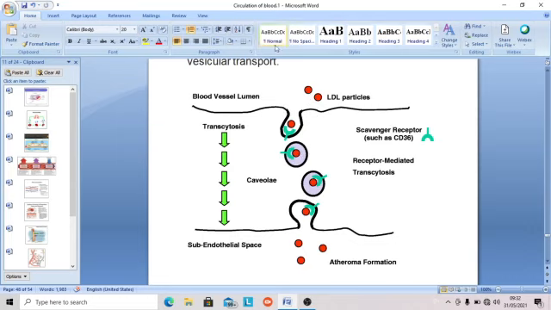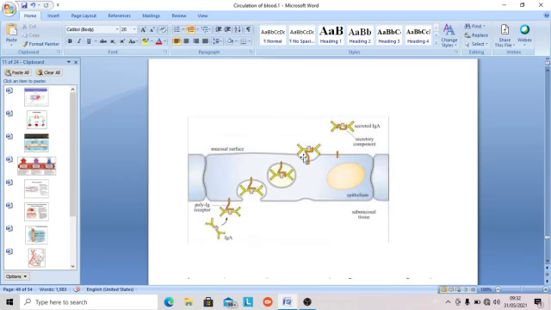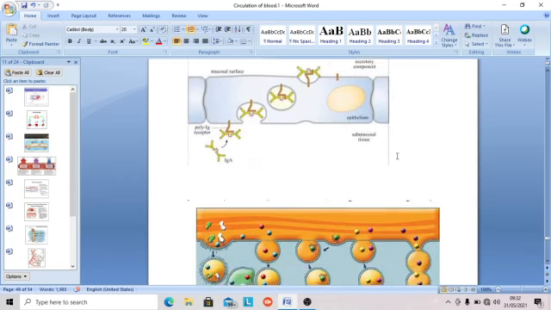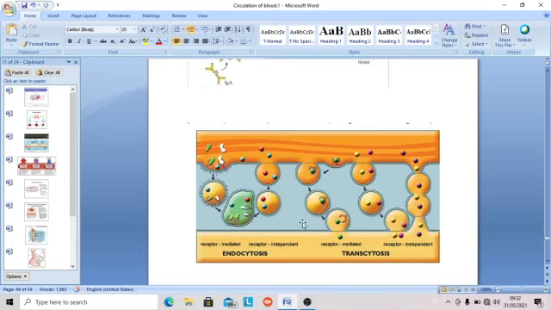They pass through, form a vesicle, then come here, then again form a vesicle and go out. This is transcytosis. We will also see what transcytosis is. This is the way, this is called transcytosis. This is endocytosis, this is transcytosis.